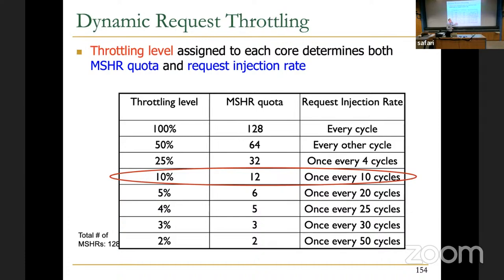And this is a distributed problem also. You have many cores. You need to decide the throttle. That's why the thresholds are difficult to set in general.